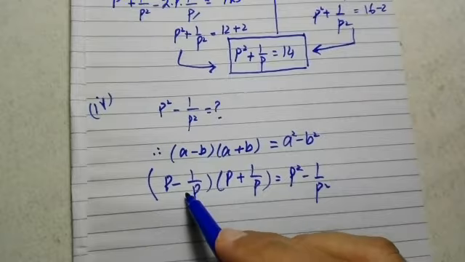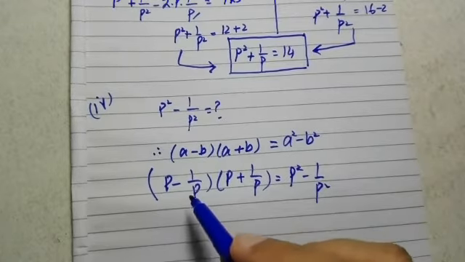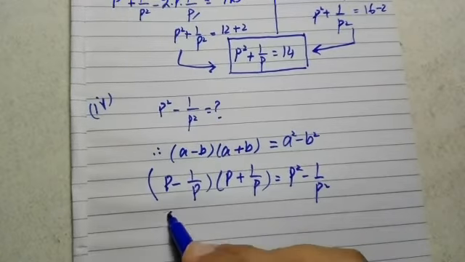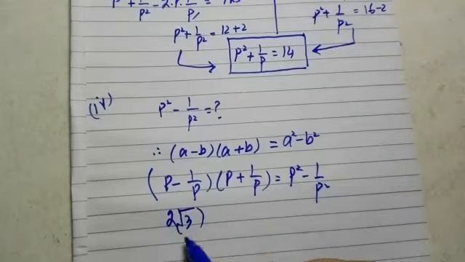And what is the value of p minus 1 over p? We have just calculated it in the second part. Its value is 2 times under root 3. Substitute it right here directly.